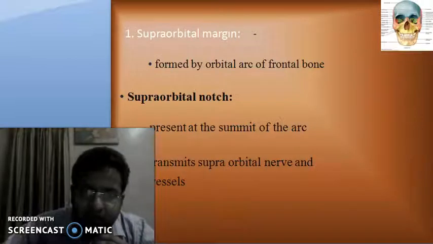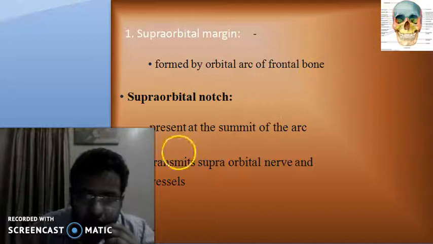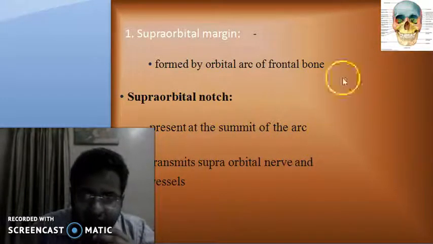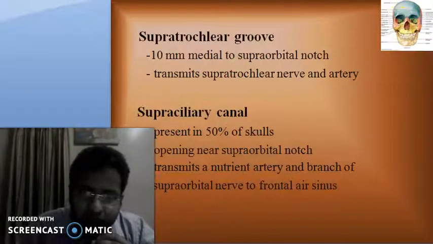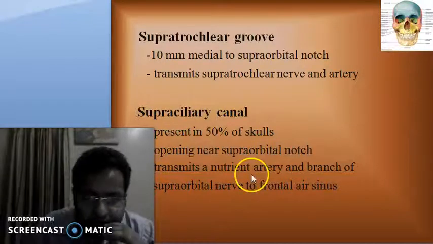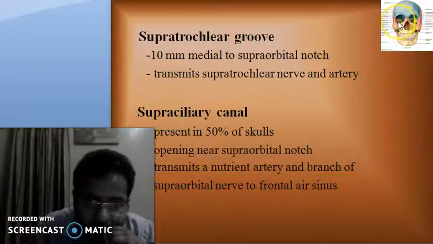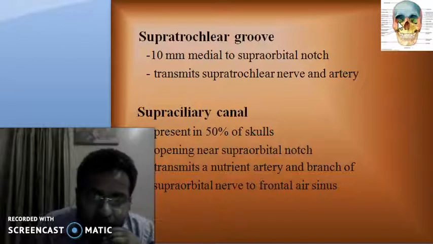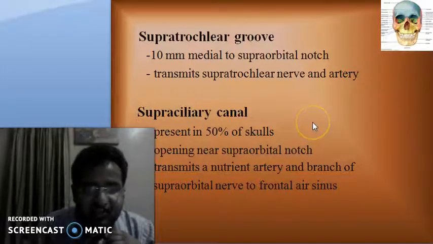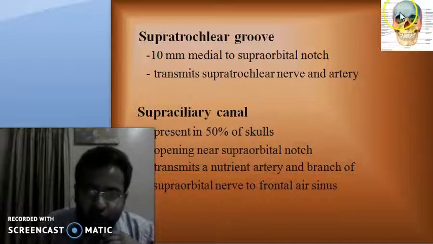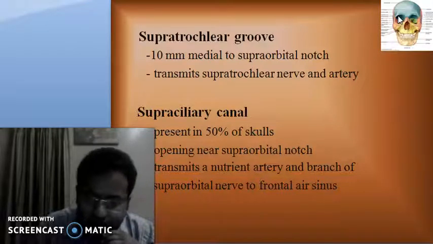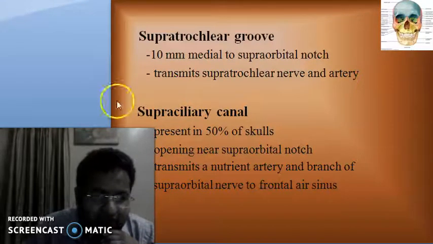The supraorbital margin is formed by the orbital arc of the frontal bone. The supraorbital notch is present at the summit of the arc and transmits the supraorbital nerve and vessels. The supratrochlear groove is 10 mm medial to the supraorbital notch and transmits the supratrochlear nerve and artery. The supraciliary canal is present in just 50% of the skulls. It is an opening near the supraorbital notch. It transmits a nutrient artery and a branch of the supraorbital nerve to the frontal sinus.